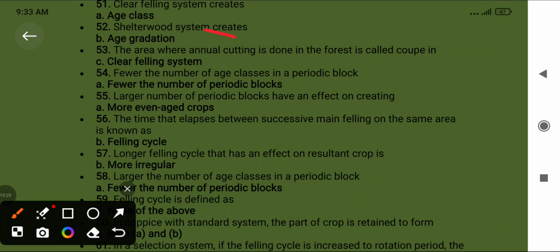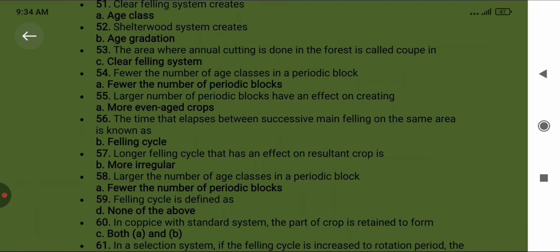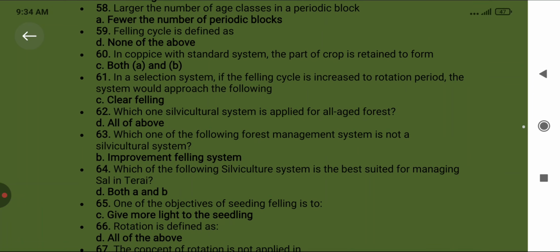The area where annual cutting is done in the forest is called a coupe. In the clear felling system, the fewer the number of age classes in a periodic block, the fewer the number of periodic blocks. A large number of periodic blocks has an effect on creating more even ages. The time that elapses between successive fellings on the same area is the felling cycle. A longer felling cycle has an effect on the resultant crop being more irregular, and the larger the number of age classes in a periodic block, the fewer the number of periodic blocks.